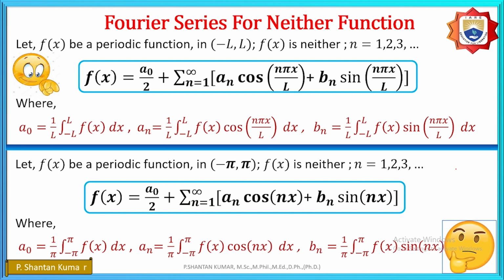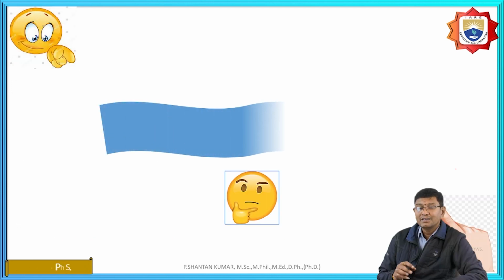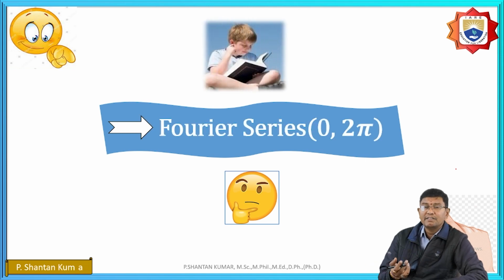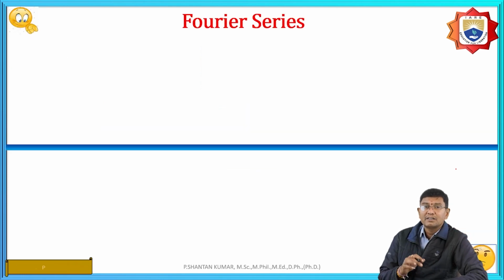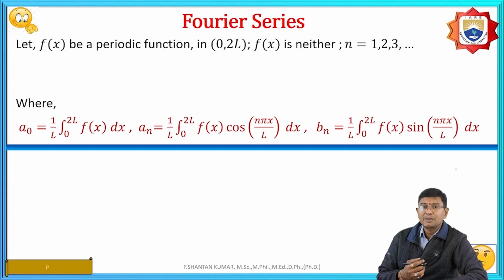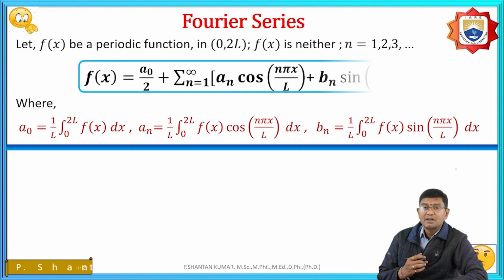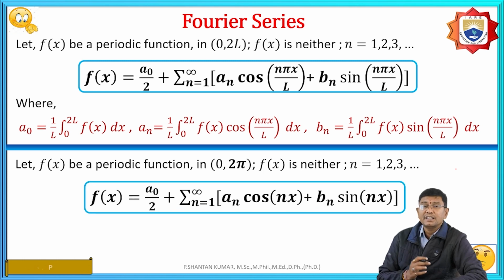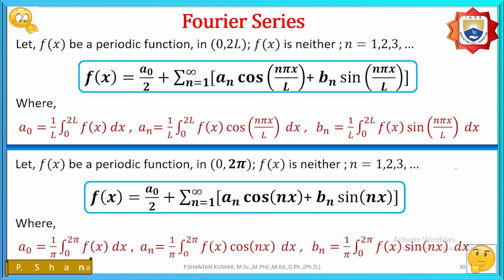And next, the limits are under 0 to 2 pi, for example. As per the flowchart, here we are given the suggestion to find a naught, an, bn only. Therefore, without any modification, the Euler values are: a naught is 1 by pi integration 0 to 2 pi f of x dx, an is 1 by pi integration 0 to 2 pi f of x into cos nx dx, and bn is 1 by pi integration 0 to 2 pi f of x into sin nx dx.